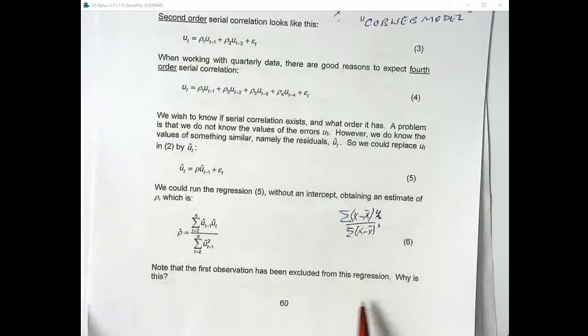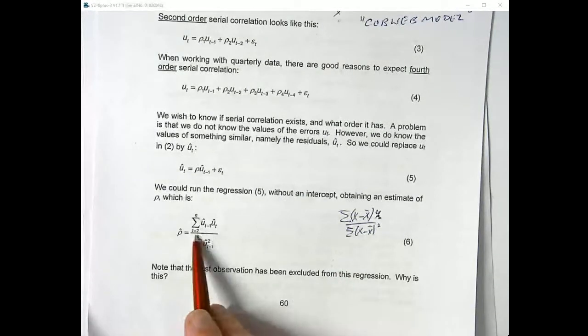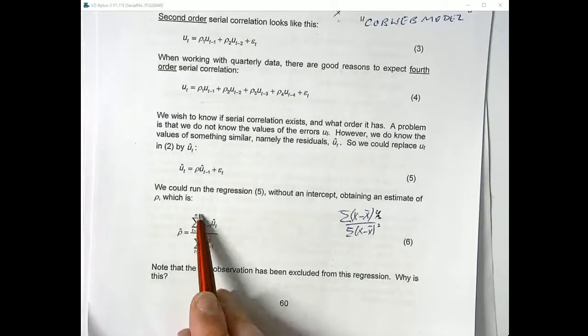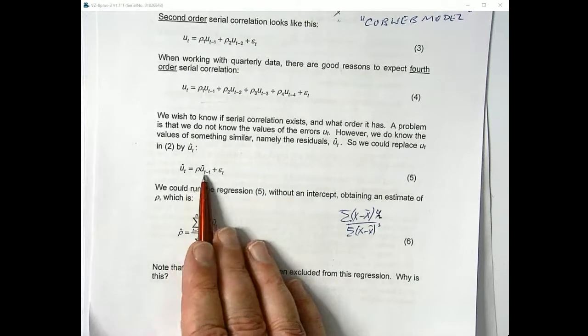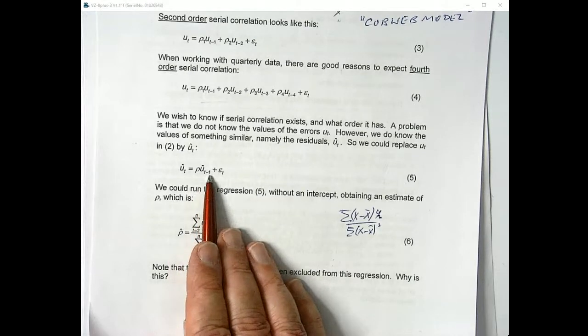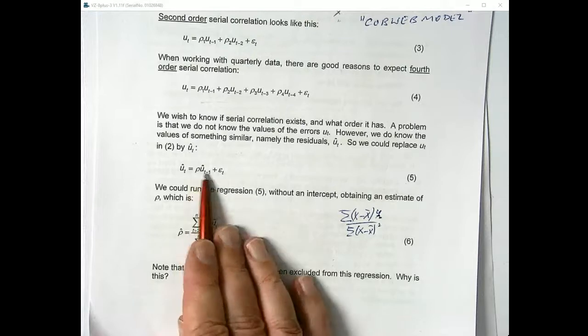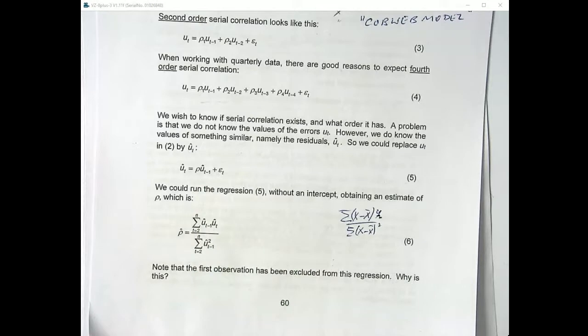Note that the first observation has been excluded from this regression. Yes, we're doing a sum from t going from 2 to n. Why are we excluding the first observation? That's because we're using a lag of something. If you've got t minus 1 of something, then you lose the first observation, because when t is 1, u hat t minus 1 doesn't exist. So whenever you've got lags in a model, you have to lose the first observation, or the first observations, depending on how many lags there are. We will see that a lot of times.